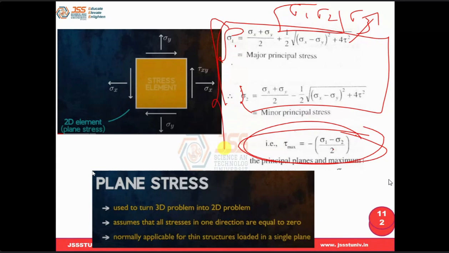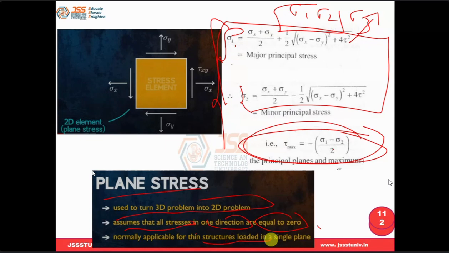Keep this in mind. So basically this plane stress is used to convert a 3D problem to a 2D problem. Assume that all the stresses in one direction are equal to 0, normally applicable for thin structures loaded in a single plane. So we are talking here about thin section members. Then we are going to design with 2D, not with 3D.